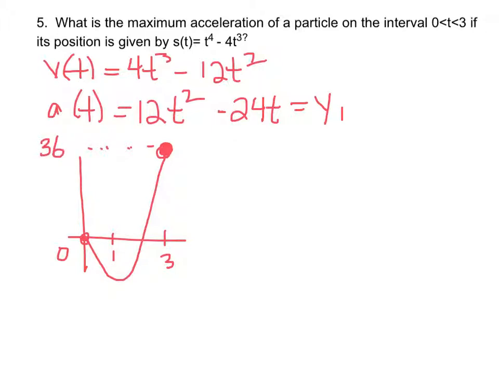Again, you can look that up on your table. So just do second table and you'll get that. So your maximum acceleration would be when the time is 3, and that value would be 36, which is what they were asking for, which is choice E.